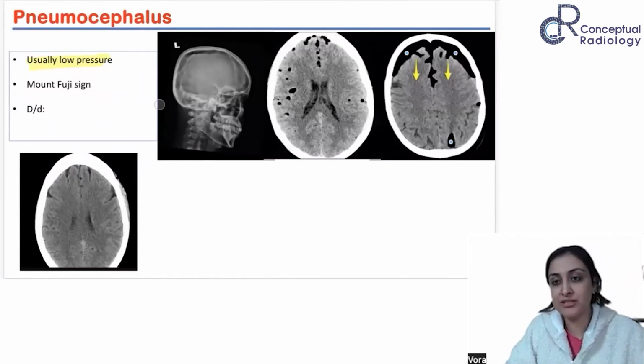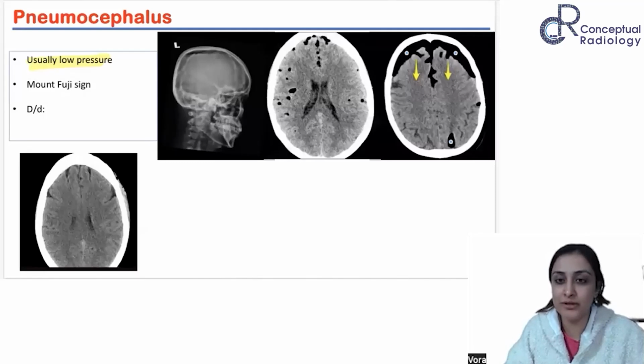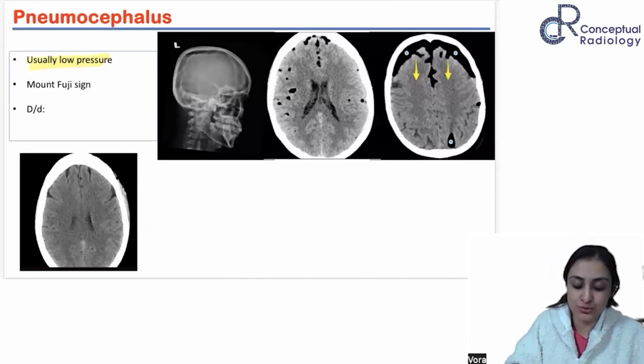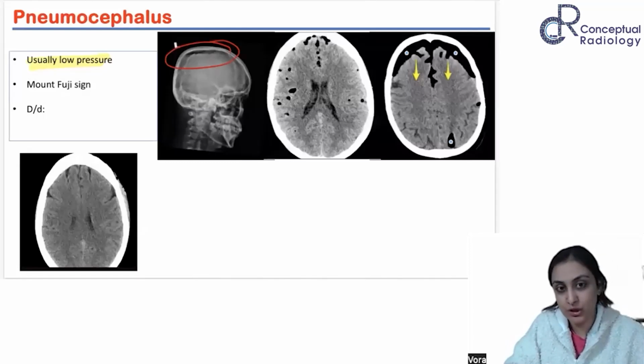See, somebody was asking about the scout image. Now you know, what is a scout? This is the topogram image that we take before acquisition. So this is how the CT cuts are planned. It's also a good idea because it shows you the air very well. So you see the air here, pneumocephalus here.